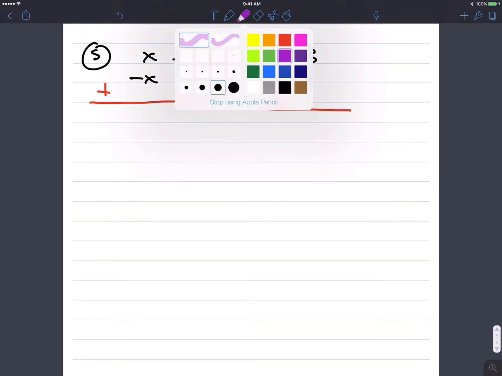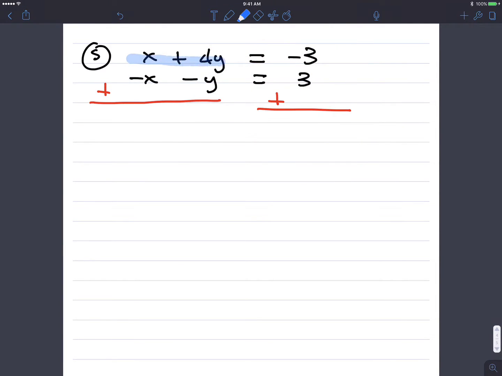So on the left, I have x plus 4y, and it's going to be added to a -x minus y. So, x plus 4y minus x minus y. And on the right side, I have a -3 plus a +3.